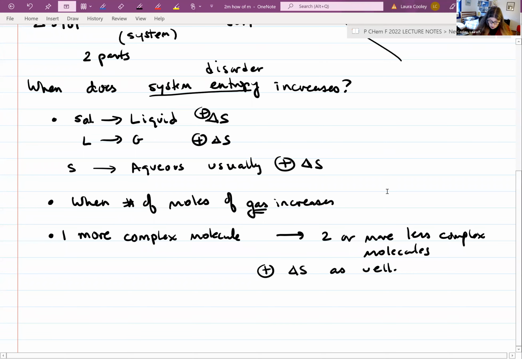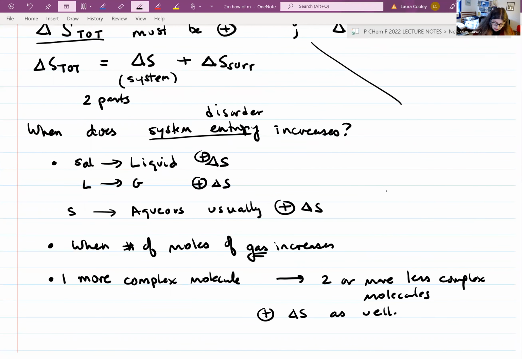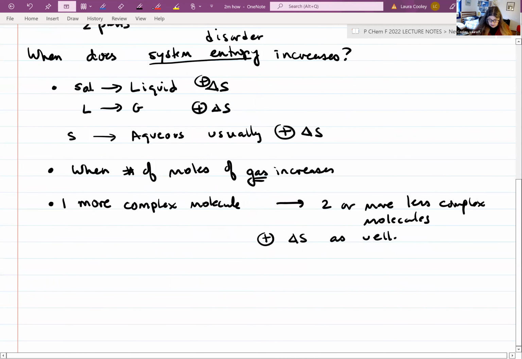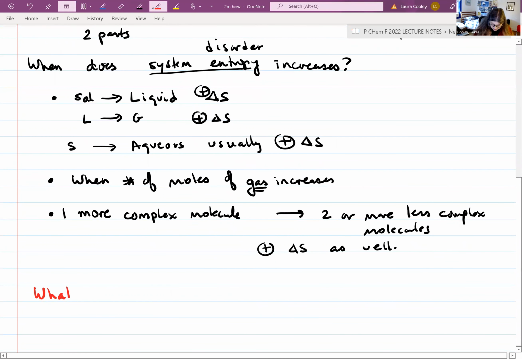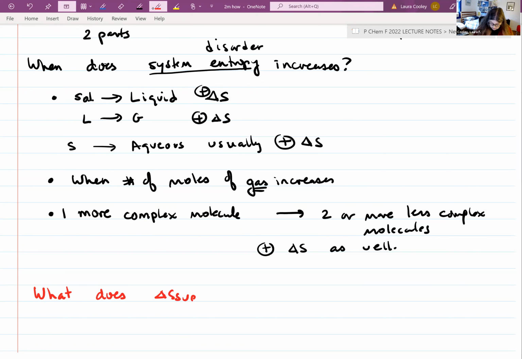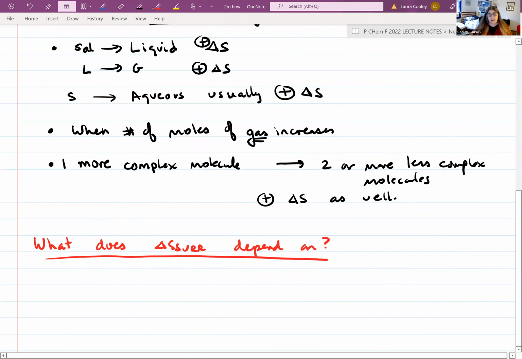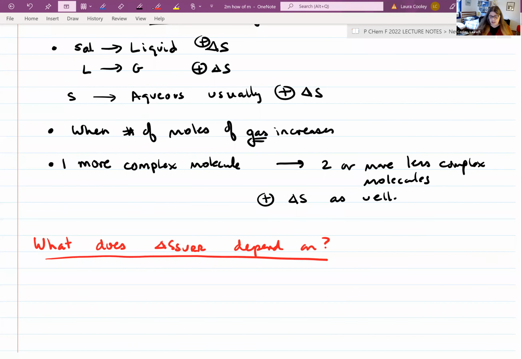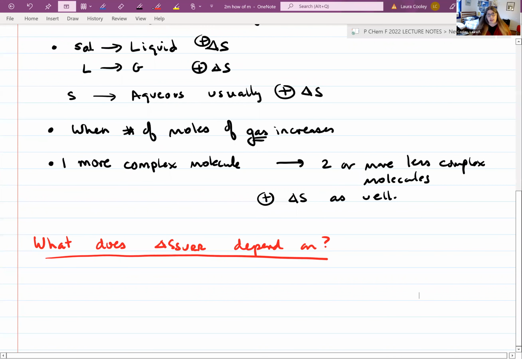Okay, so remember, that's one of the 2 parts here, that the change in the total entropy is the sum of the delta S for the system. And now I want to consider, what does delta S surroundings depend on? For the surroundings, it's a very different consideration. We can determine very easily what the sign of the delta S surroundings is, as long as we know whether the reaction is exothermic or endothermic.